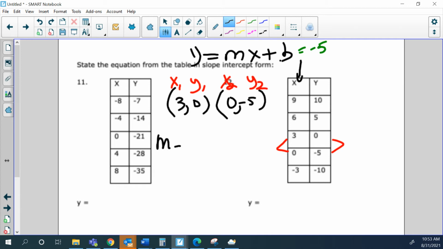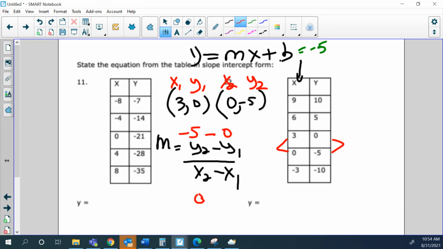m is going to equal y2 minus y1 over x2 minus x1. Make sure you follow these steps; if you follow these steps, you can't go wrong. So my y2 is -5 minus my y1, which is 0. My x2 is 0 minus my x1, which is 3. So negative 5 minus 0 is negative 5. And on the bottom, 0 minus 3 is negative 3, which gives me a positive 5 over 3.